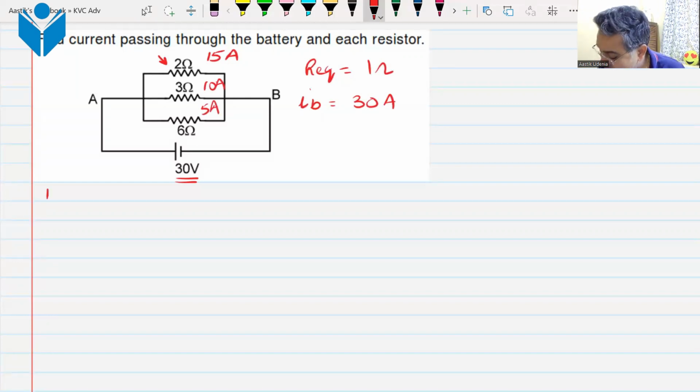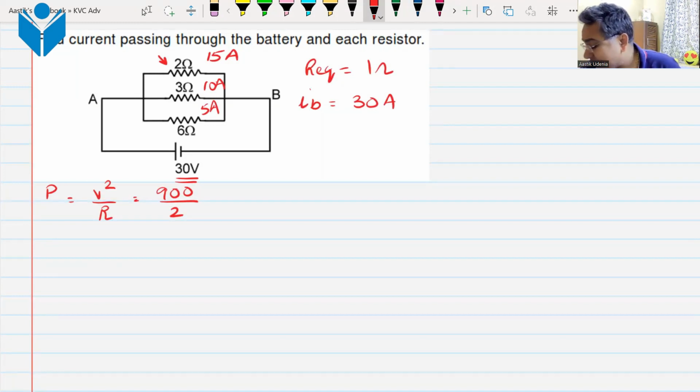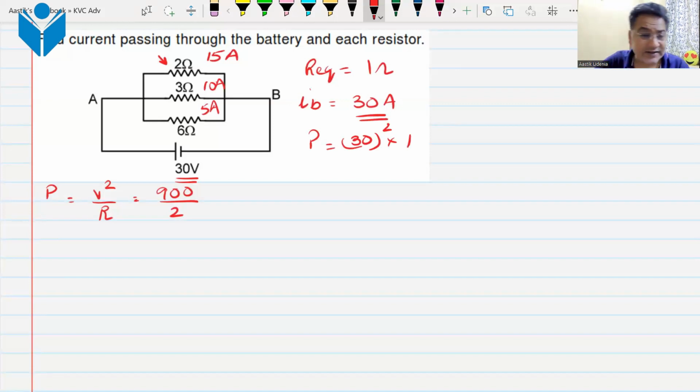To find out the power, you can use the formula V square by R because V is same. V square is 900 divided by 2. This is the power to the first resistor. 900 divided by 3 will be the power to the second resistor, and 900 divided by 6 will be the power dissipated in the form of heat through the third resistor. You add all this, or you can simply do the total power, which will be I square, 30 square, into R. No matter how you do it, you will always end up with the same result.